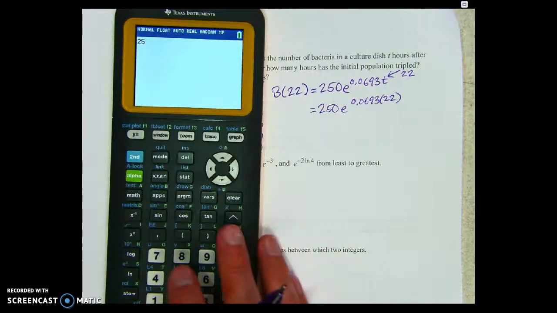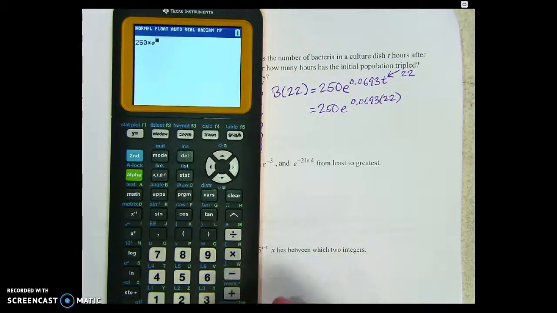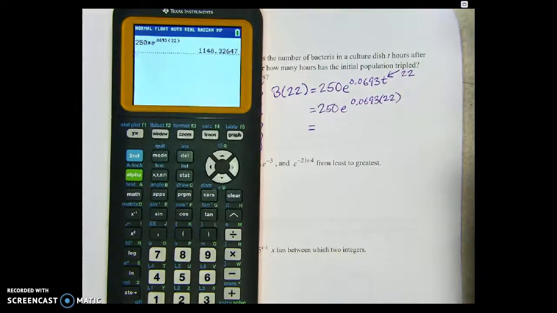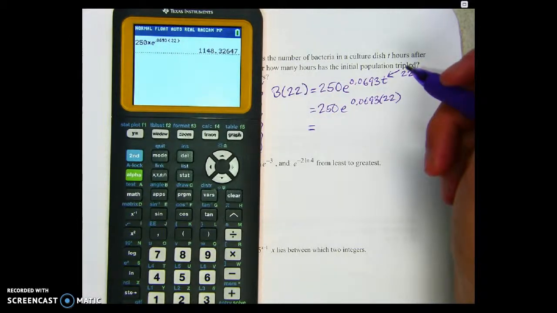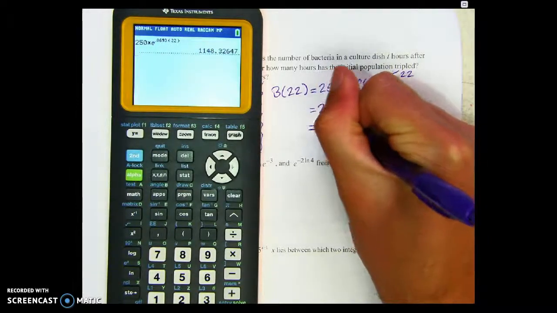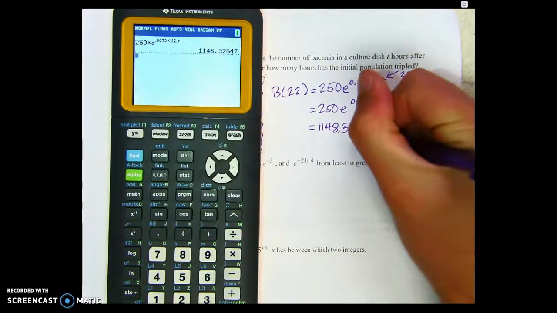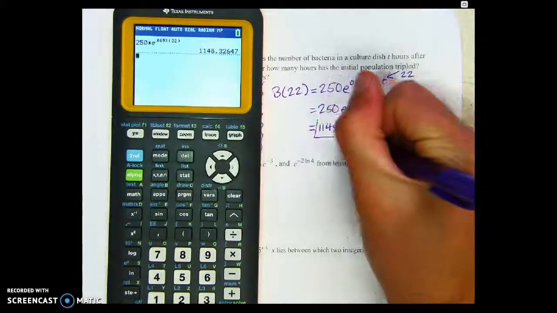250 times e to the power of 0.0693 times 22 is 1,148.3 bacteria. So do we need to round this number? Can you have 0.3 of a bacteria? I would say let's go ahead and just give the full answer and perhaps have a class discussion on what's more appropriate. 1,148.33 bacteria after 22 hours. All right. So that's it for number 8.